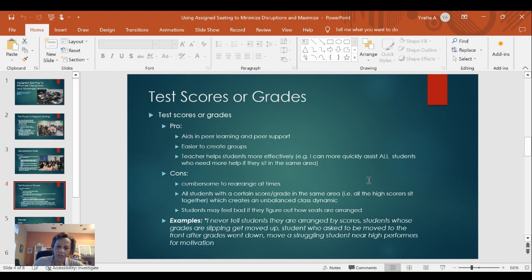Students also get a chance to see other students in the classroom. That's a definite pro for me. But if they ever did figure it out, maybe they would feel bad. I've had students tell me about when I arranged a classroom and they were in the front, because the student went from maybe a B in my class to probably a D or an F. I moved that student towards the front, and when their grades went up, in the next marking period, I actually moved them towards the back of the class.